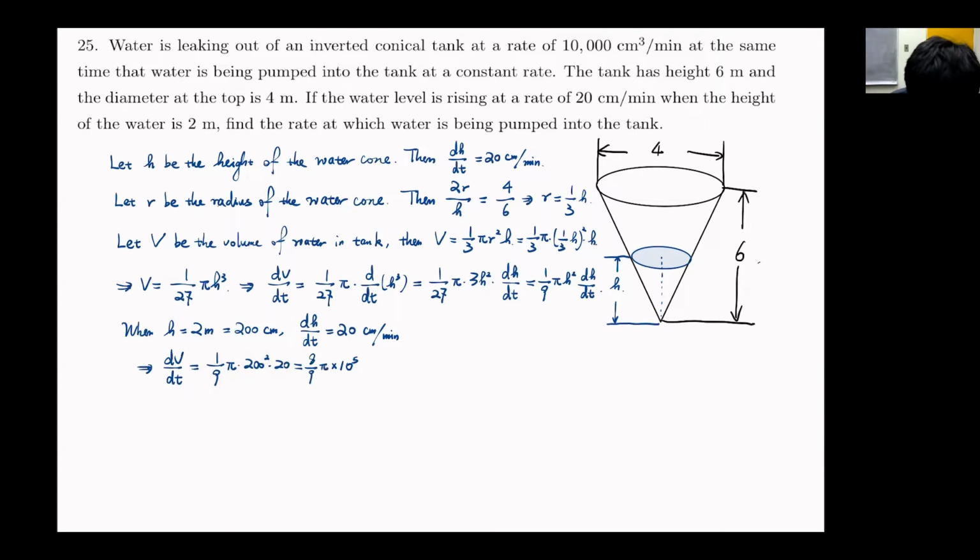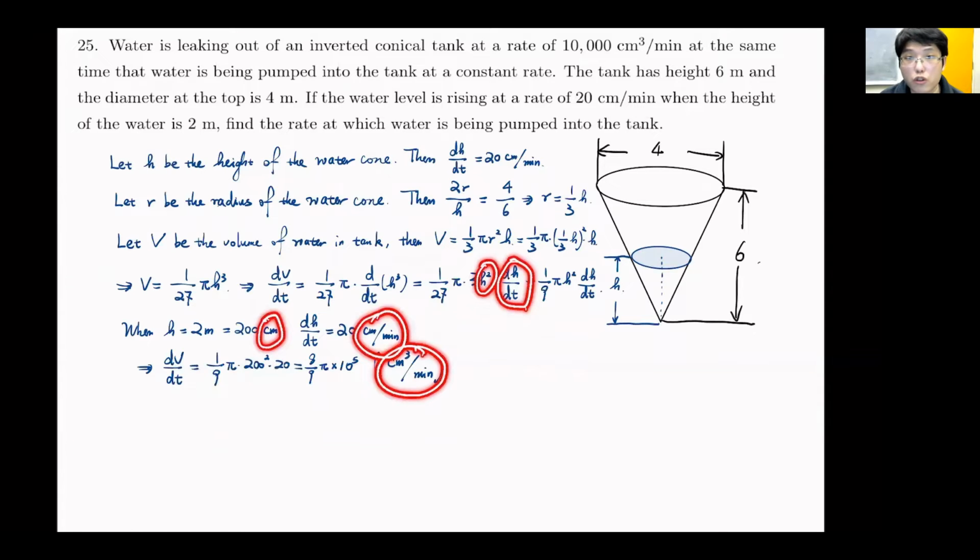And remember, there's also a pi over here. So this is going to be the rate of change of the volume, namely 8 pi over 9 times 10 to the 5th. And the unit will be cubic centimeters per minute, because what we are doing here is multiplying 2 copies of centimeters and 1 copy of centimeters per minute. So that's how we get this unit over here. Okay, so this is the rate of change of the volume.